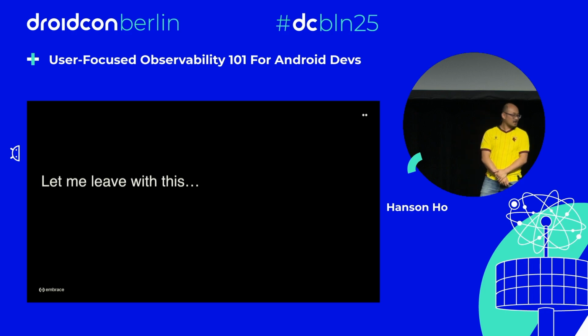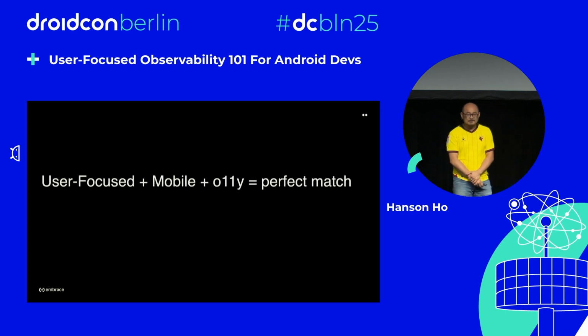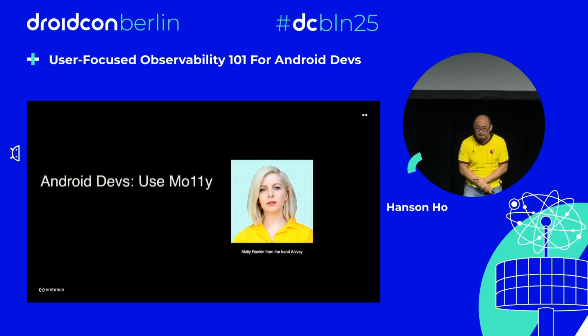And if there's time, I'll leave you with this. User-focused mobile observability is a perfect match because mobile is chaotic. You don't know everyone who's using your app, and you sometimes don't know what happens to a minority of your users. So Android devs, use mobile observability. Get into it. Thank you.